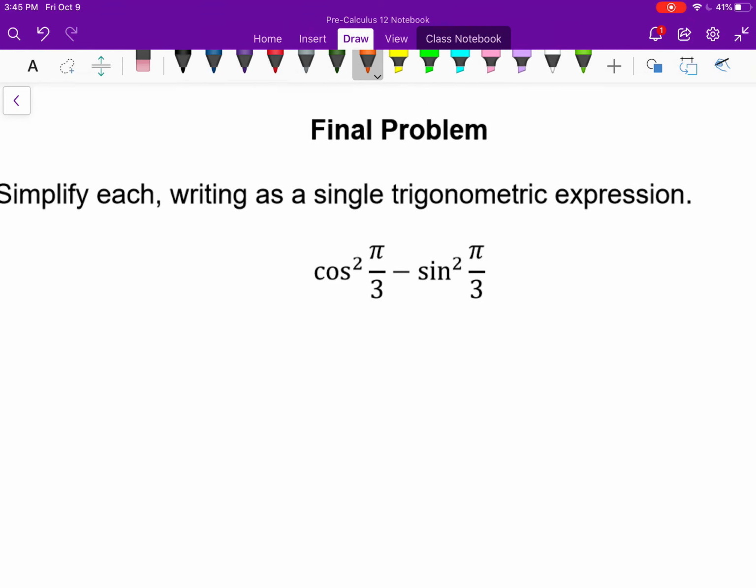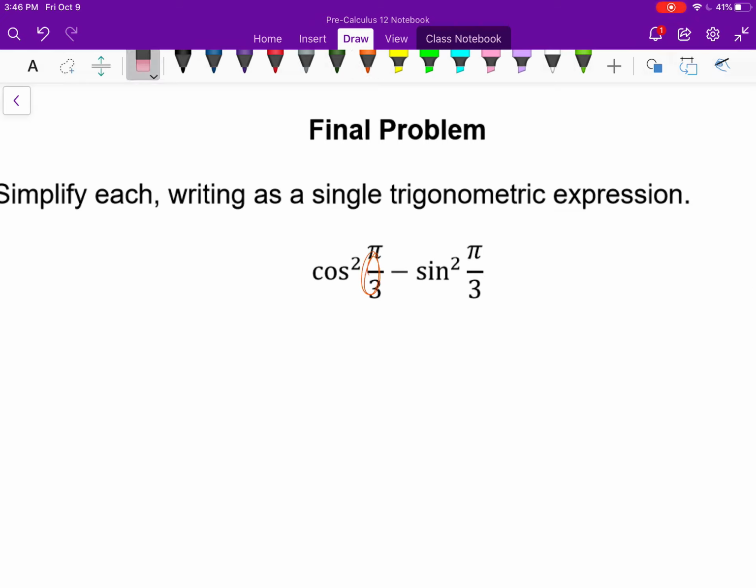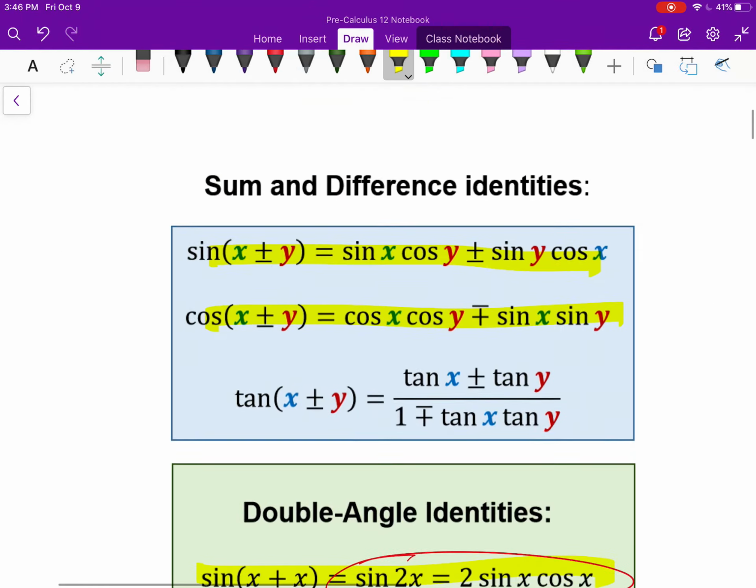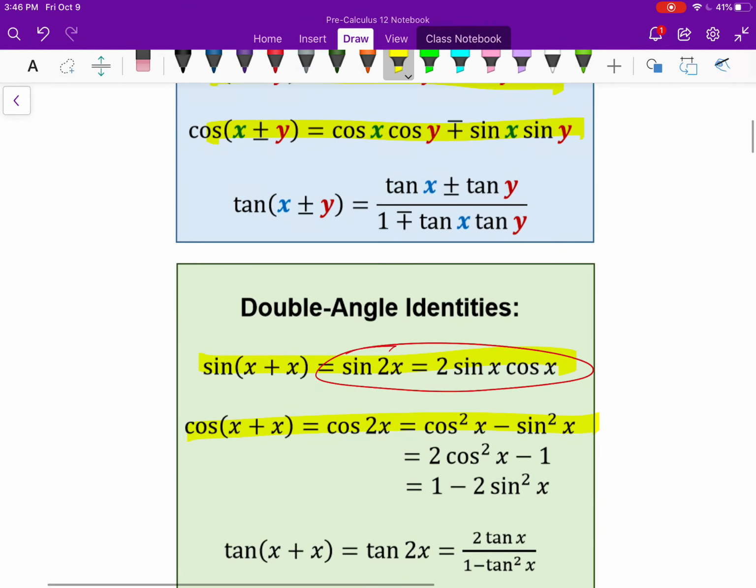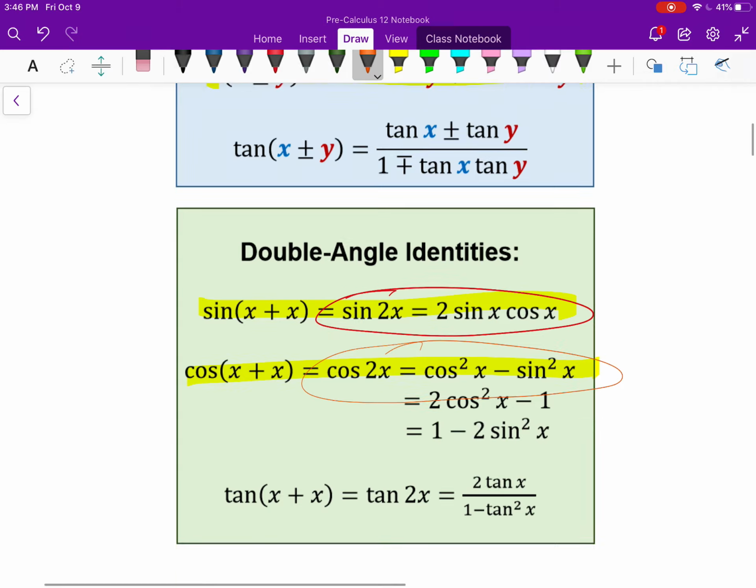So I have cos squared of pi over 3 minus sine squared of pi over 3. Well, that's not a highlighter. So what I want to do first is, okay, this is in the same form as one of our identities. Which one? If I look back here, cos squared something minus sine squared, that same something. That is what I see right here. So I can use my double angle identity for cosine to rewrite this.